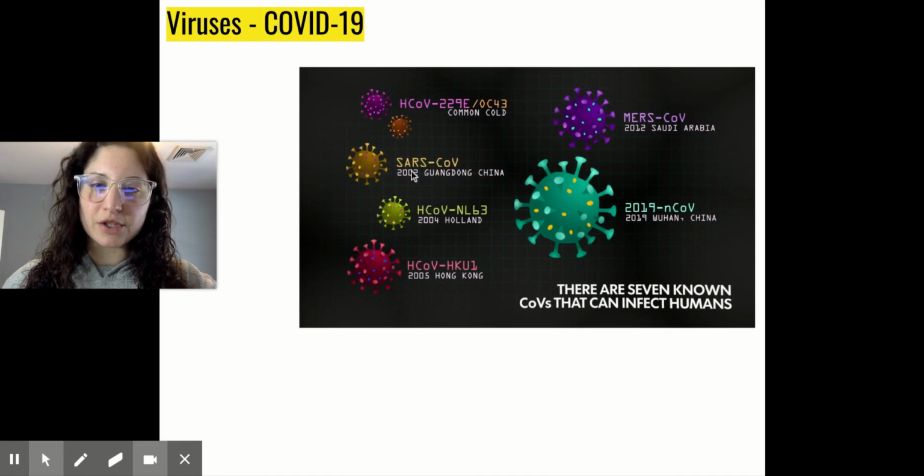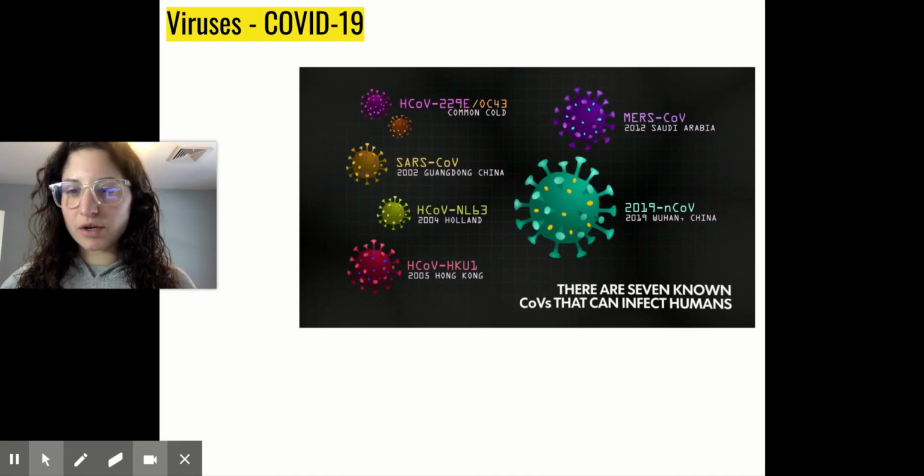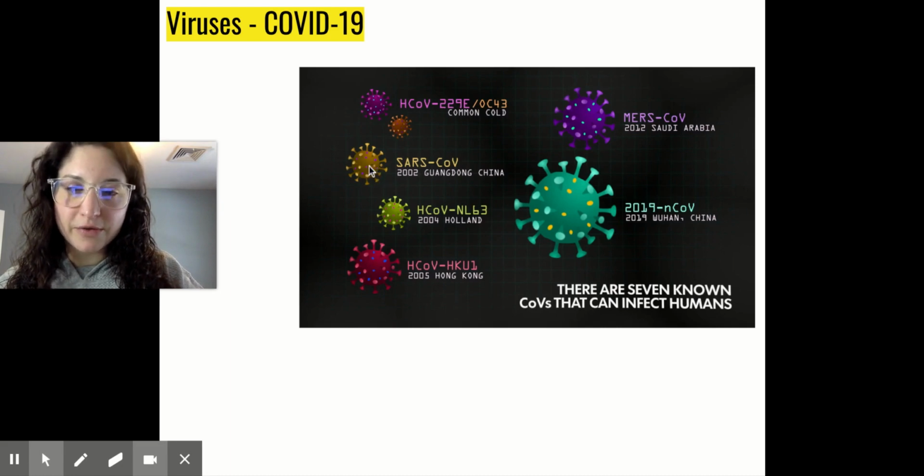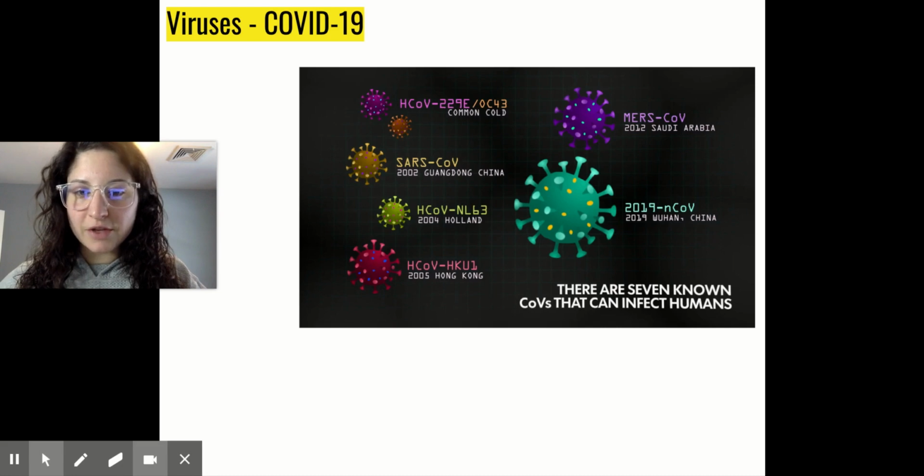Back in 2002, there was a SARS outbreak, which is another type of virus, again caused by the coronavirus. In 2004, there was another version of the coronavirus that you see in the common cold over here in Holland. So if you see the HCoV, they are related to each other. Again, you see this other strain of the HCoV 2005 in Hong Kong.